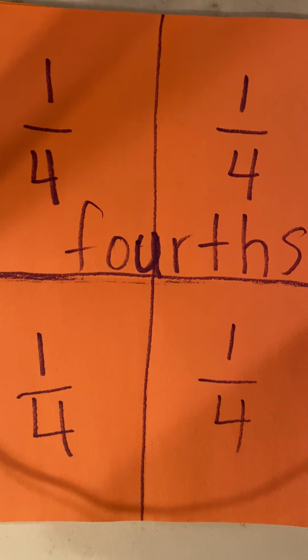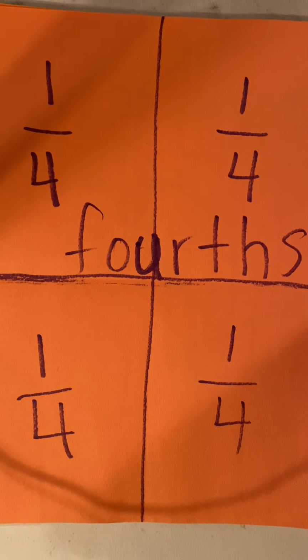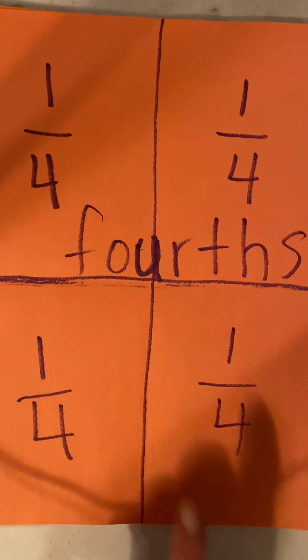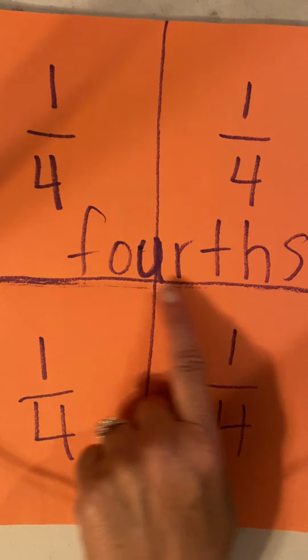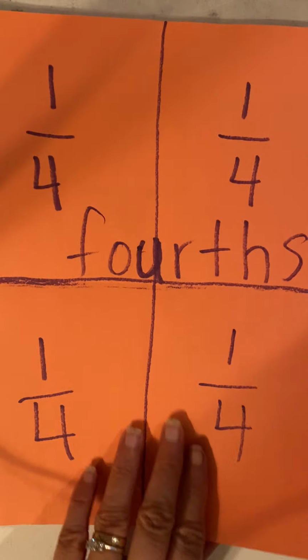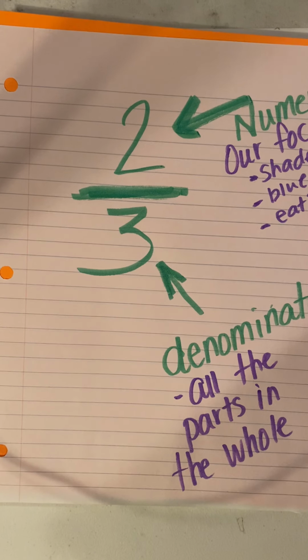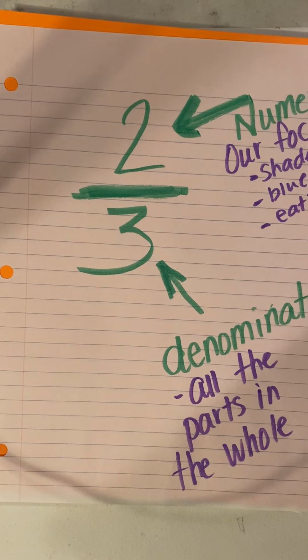Well, we also talked about dividing something up into fourths. How many equal parts is that? If you said 4, you're right on track. 1, 2, 3, 4. 4 equal parts. The fraction word is fourths. Well, today, boys and girls, we're going to talk about what makes a fraction.